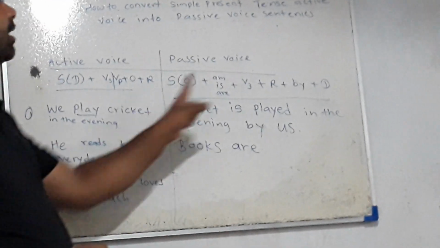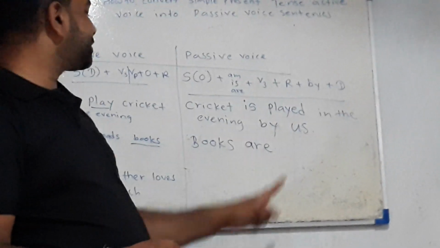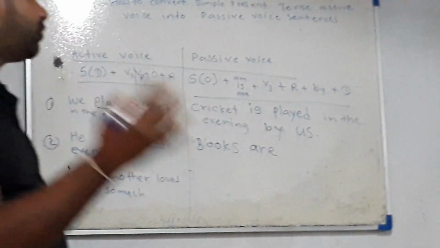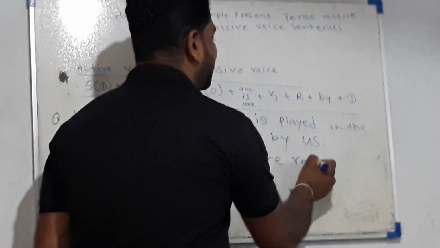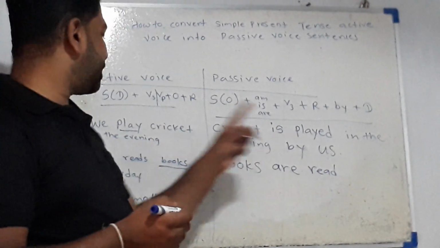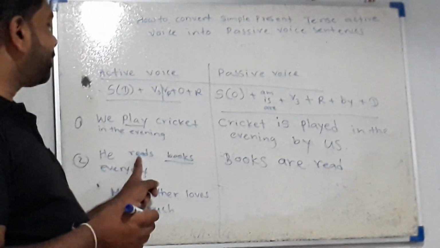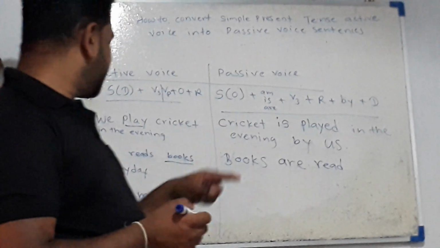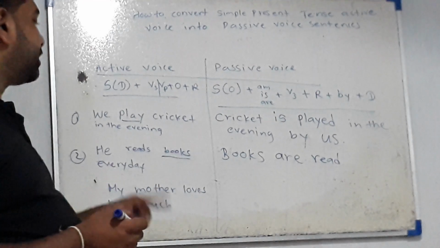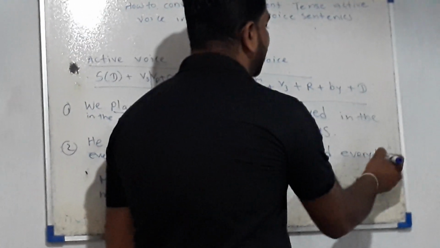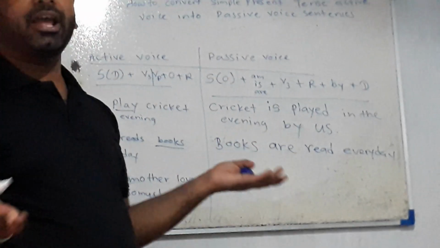So what is the third form or the past participle of the verb read? Read, read. The spelling is the same, but we pronounce it in a different way. So the third form of the verb read is read. So books are read. See whether there is an extra word. Yes, every day is extra information. So books are read every day.